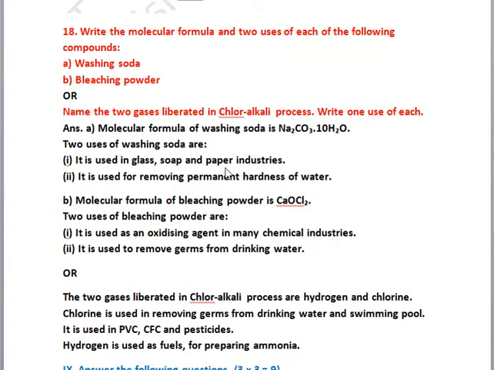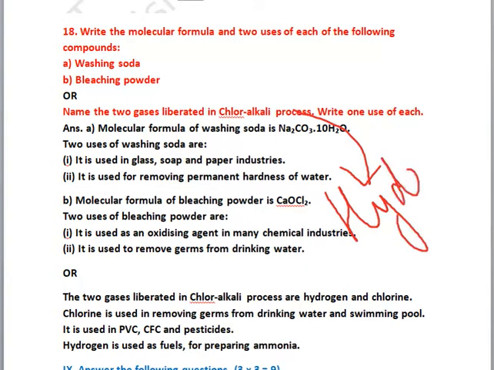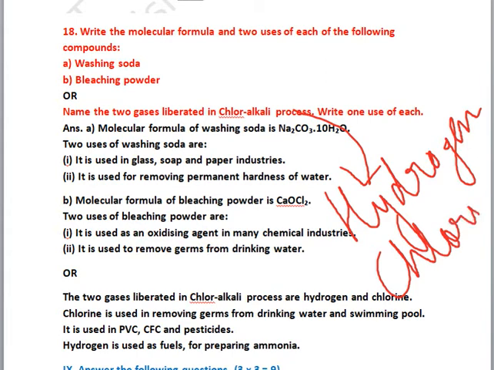Next question we have, write the 2 gases liberated in chlor-alkali process. So what are the names of the 2 gases which are liberated in chlor-alkali process? They are hydrogen and chlorine. Hydrogen and chlorine are the 2 gases which are liberated in chlor-alkali process. In one of the electrodes, hydrogen will be liberated, in another one chlorine will be liberated.